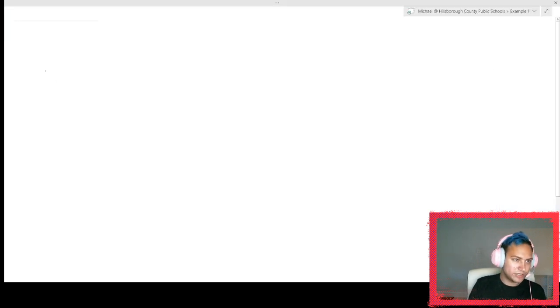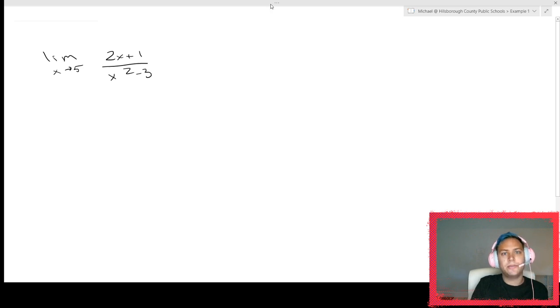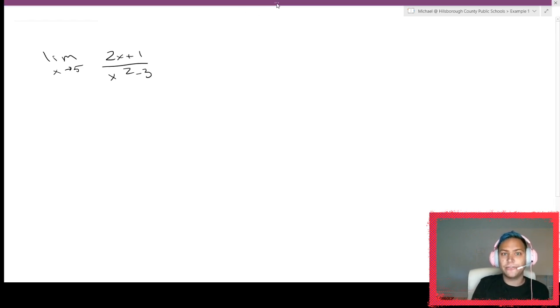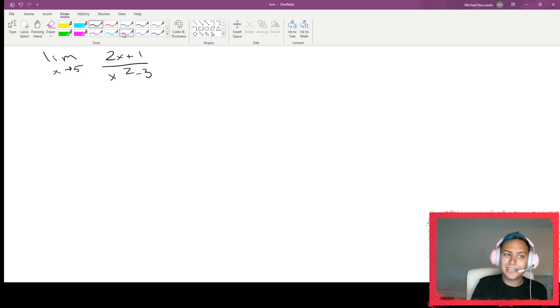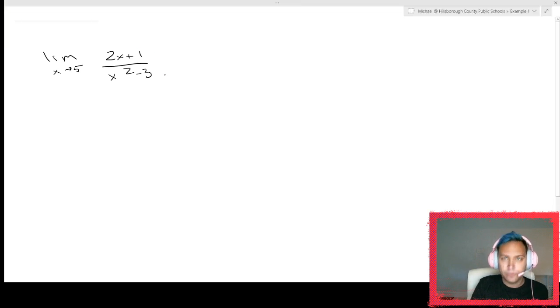My first example is this. The limit as x is approaching 5 of (2x plus 1) over (x squared minus 3). I'm going to do some silliness here, and I want you to do it for these first couple ones. On the homework, there's a couple they want you to do it for. But as you practice it and learn it, you won't have to do this because you'll understand why we're doing it. So we're going to separate this by using our limit rules.